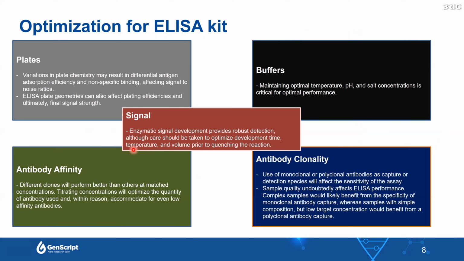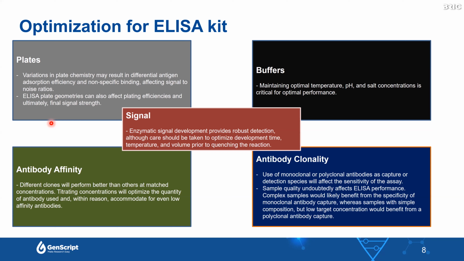Beyond choosing the appropriate format, each step in ELISA development is an optimization opportunity. Empirical testing of some or all of the following is required to get the maximum signal to noise ratio. First, variations in the plate chemistry may result in different antigen adsorption efficiency and non-specific binding, affecting the signal to noise ratio. ELISA plate geometry can also affect the coating efficacy and ultimately the final signal strength.